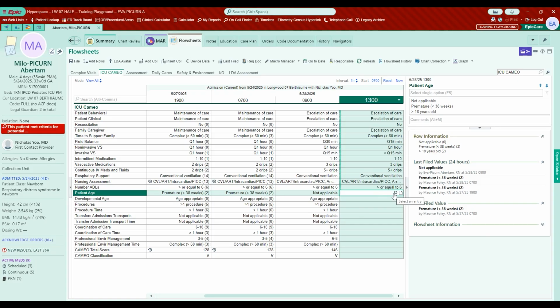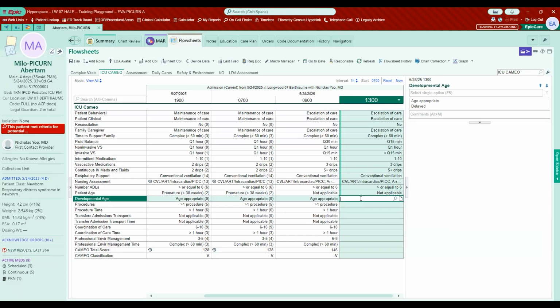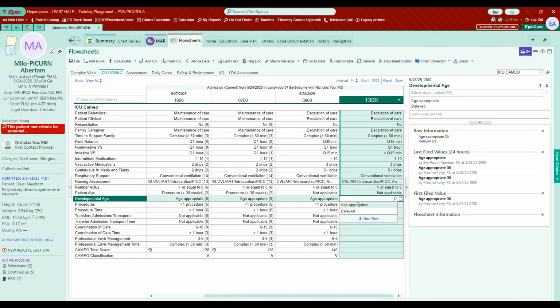My patient was a full-term baby, and at this time he has not been diagnosed with any developmental delays. So, not applicable, and he's age appropriate.